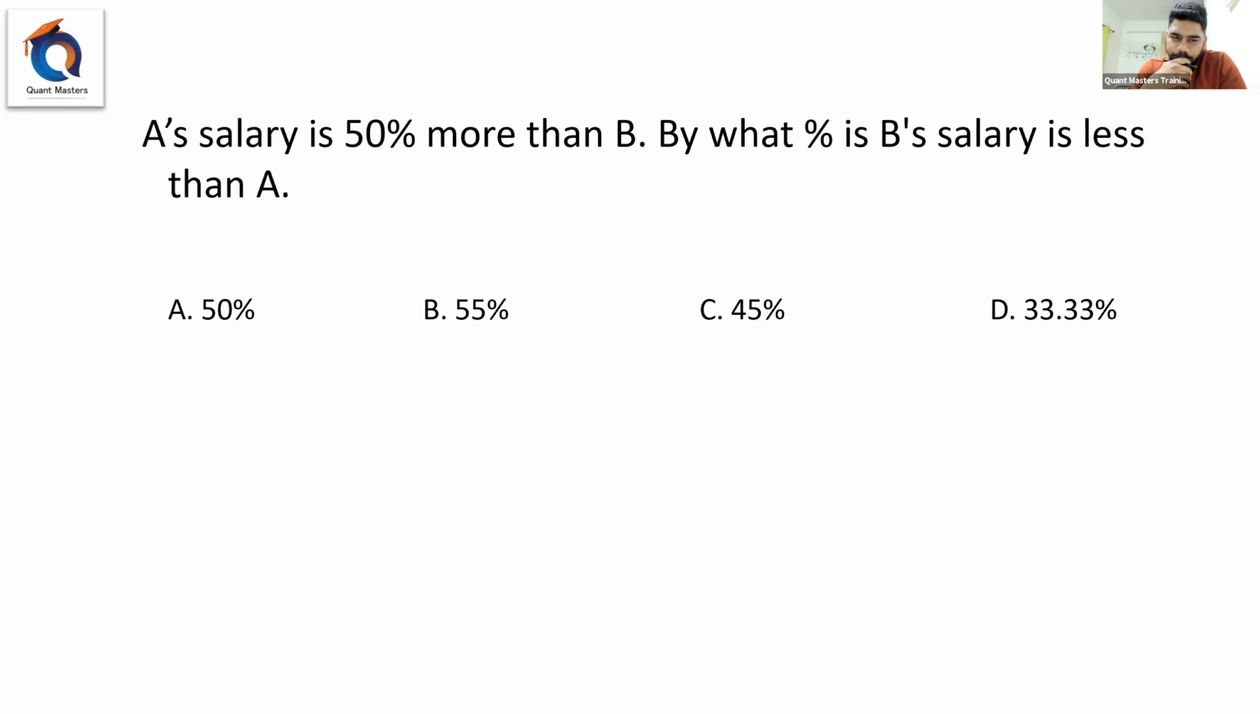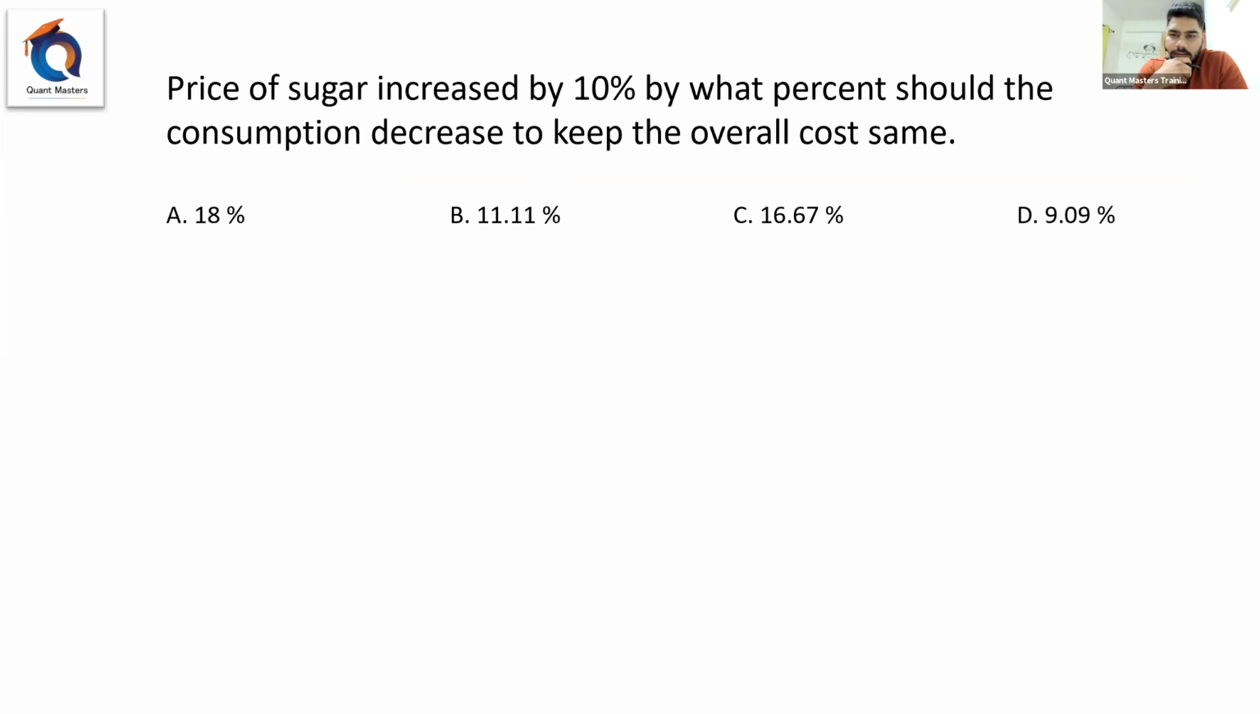Now, can you solve this problem without touching the pen? All of you. I'll just give you 20 seconds. A salary, very good, very good. So A salary is 50% more. 50% is what, sir? 1 by 2 more. Increase the denominator. So 1 by 2 becomes 1 by 3 less. That is 33.33% less. Try this one.